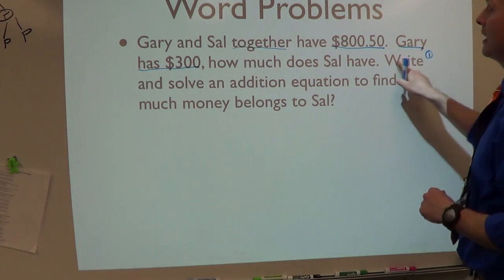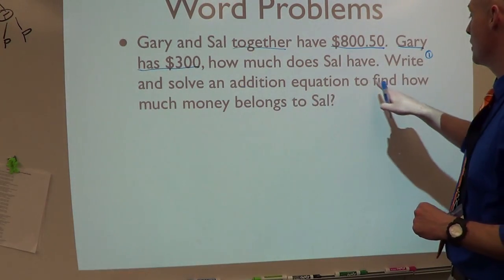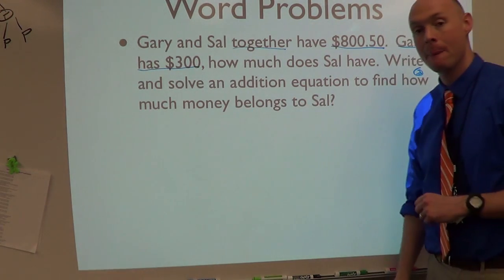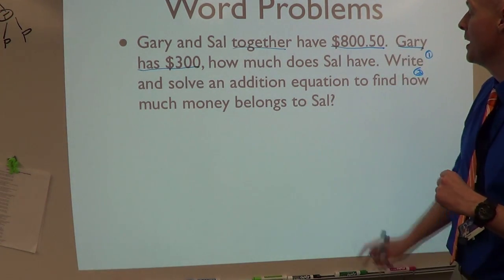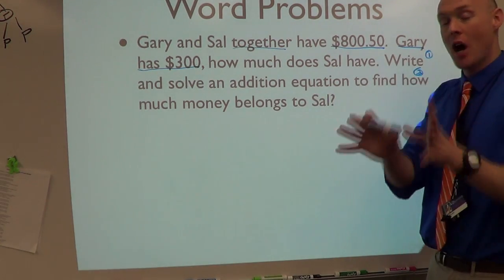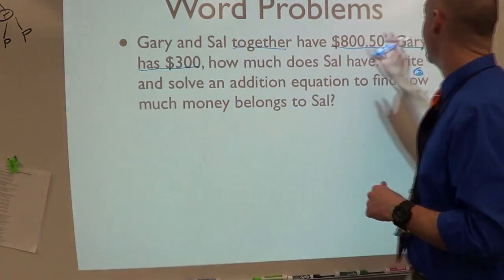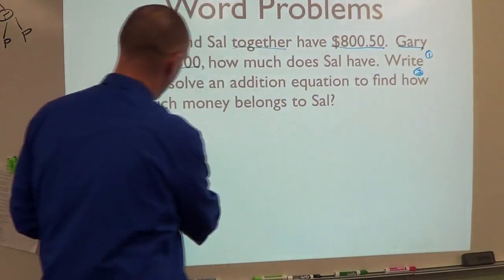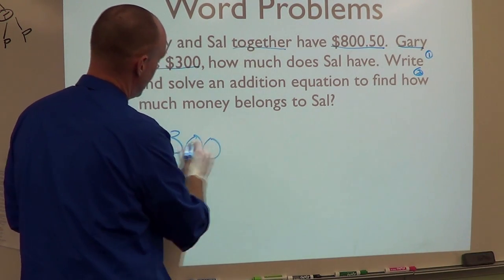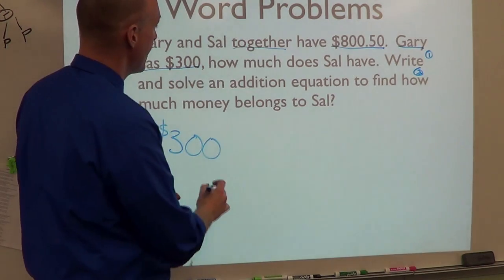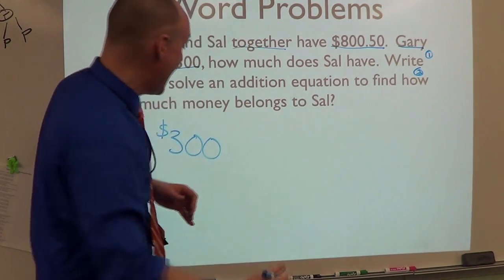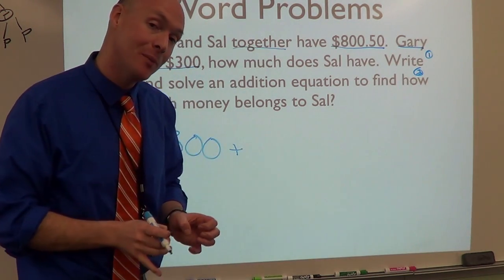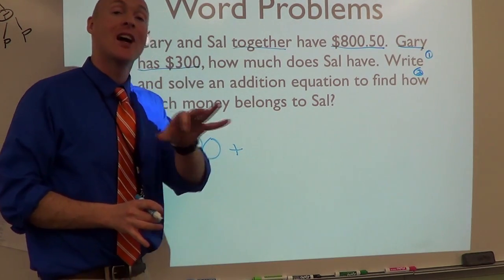First, what we have to do is write and solve an addition equation. Second, we have to find out how much money belongs to Sal. Okay, let's do it. First off, what do we know? Well, we know that Gary has $300. So Gary is 300. Together, so we're going to add whatever Sal has. Do we know how much money Sal has? We do not. That is our unknown.